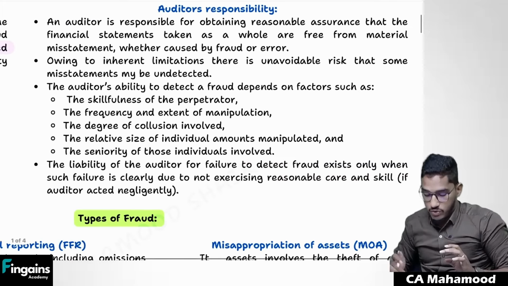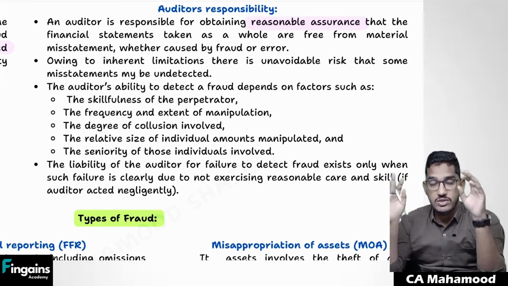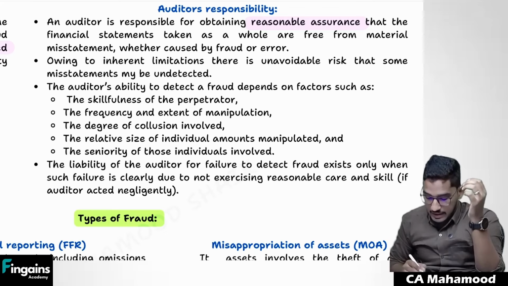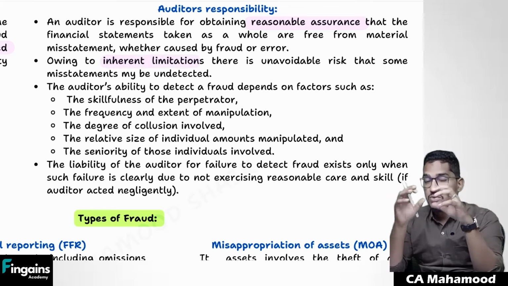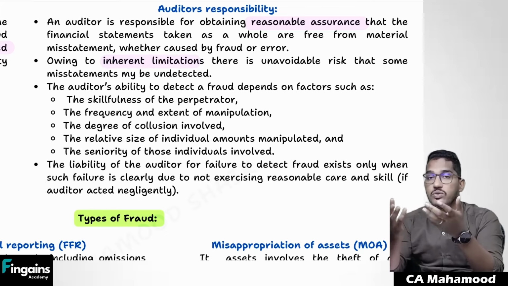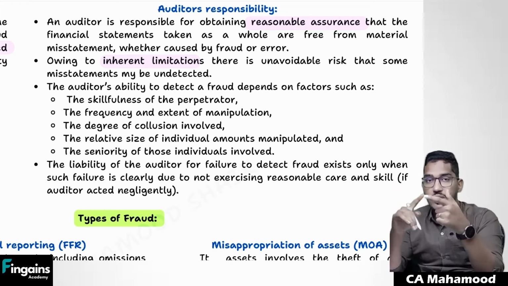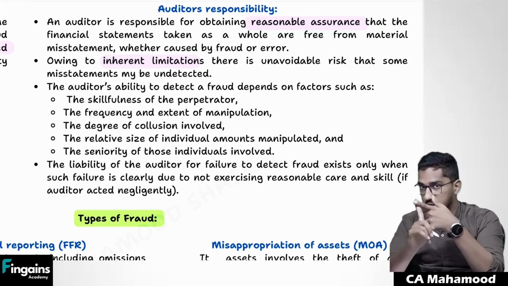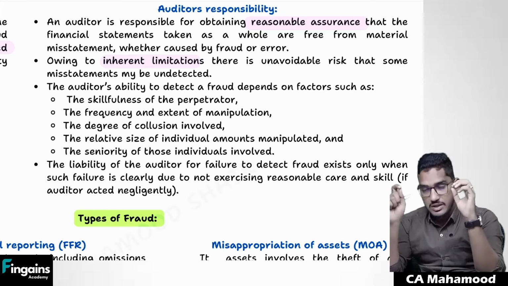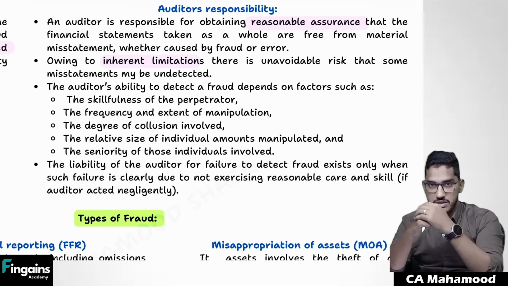Even SA 200, the first and foremost standard, says the responsibility of the auditor is to obtain reasonable assurance whether financial statements are free from material misstatements. And we know that there are some inherent limitations of audit. The process of audit suffers from some inherent limitations. No matter how effectively you do the audit, there is still a chance of some misstatements not getting detected. So the auditor cannot be expected to prevent a fraud, and will not be able to detect all kinds of frauds.